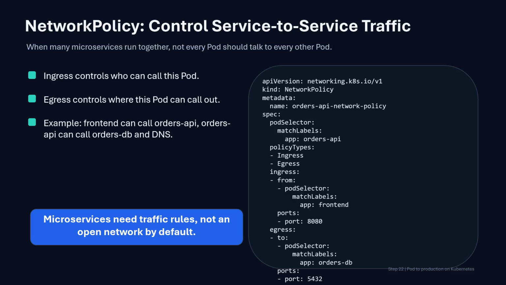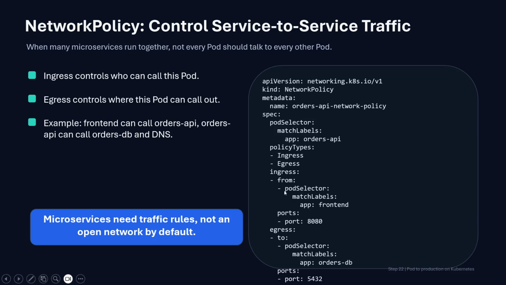We achieve that with the concept called network policy. In the network policy, there are two things. One is ingress, which controls who can call this pod. Ingress means incoming traffic. Egress means outgoing traffic. Egress controls where this pod can call out. This pod can call other pods. Example: frontend can call order API, and order API can call order DB and DNS.